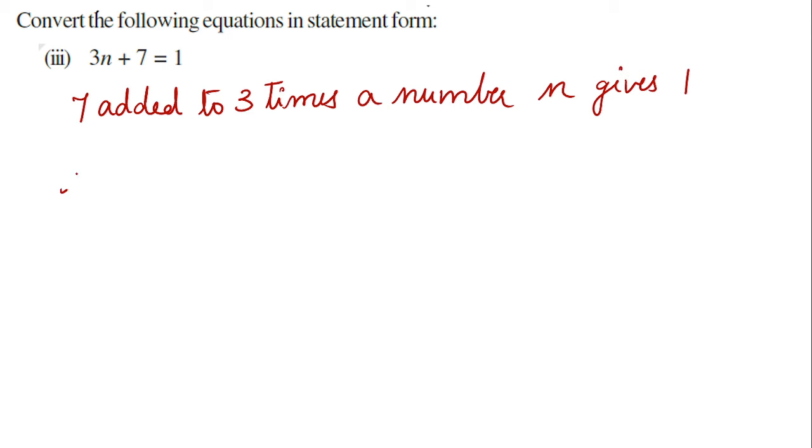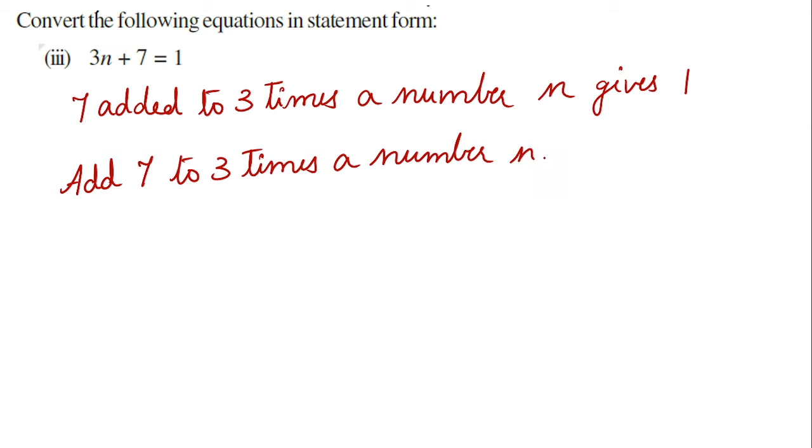The other way of writing this is add 7 to 3 times a number n to get 1. So you can write either the first statement or you can write the second statement.